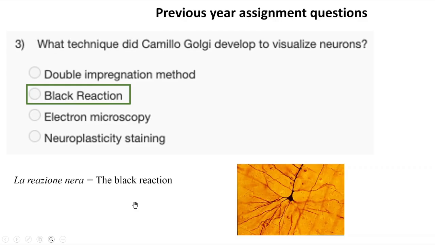Neuroplasticity staining. At that time, there was not even an idea about neuroplasticity as such. Although Cajal did have some really interesting theories and ideas which anticipated neuroplasticity. Cajal was actually much ahead of his time in terms of his ideas and theories, and several of the ideas that he came up with were much relevant and continue to be relevant even now.